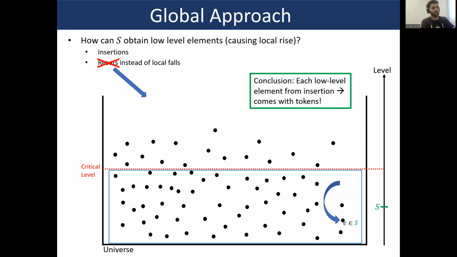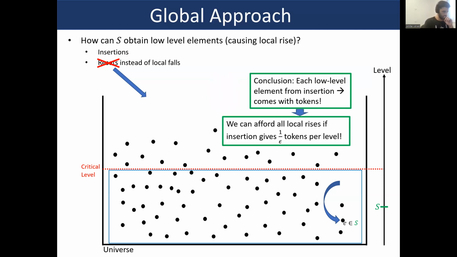So each new low-level element comes from insertion. And this is good for us because insertion is the adversary, and that means that there are more update steps, and we can charge the local rise from these insertions. So we can afford all local rises if insertion gives 1/epsilon tokens per level.